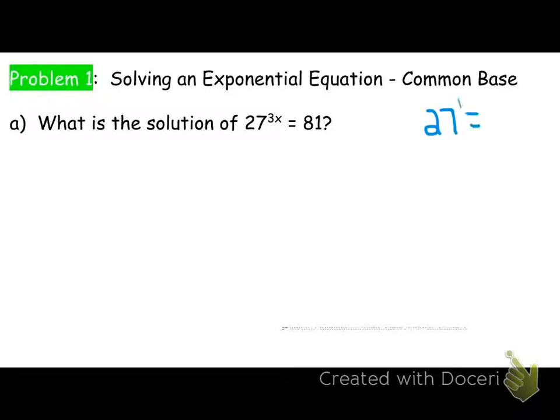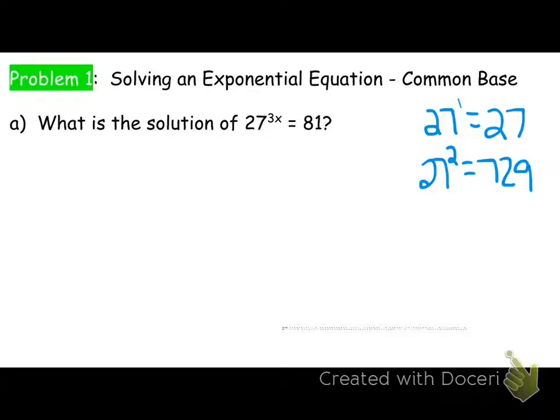So let's try. Obviously, 27 to the first, I can do that one in my head. That's 27. Can anybody help me out with 27 squared? 729. Okay? So we can certainly see that we are not going to be able to rewrite 81 as a power of 27. So therefore, we're going to have to rewrite both sides of this equation.